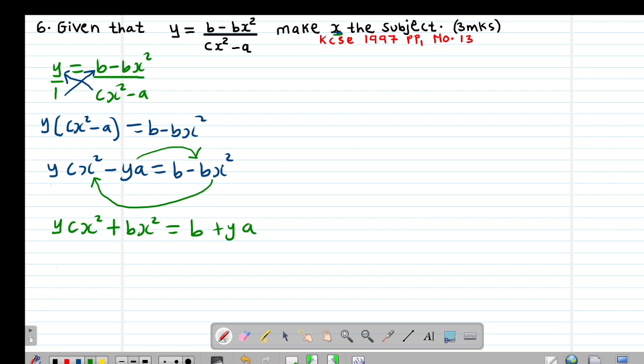Now x is common, so I'll factor out x squared, then into bracket. If I factor out x squared, I'm going to remain here with yc. Then if I factor x squared, I'll remain with positive b. Therefore, this should be equal to b plus ya.